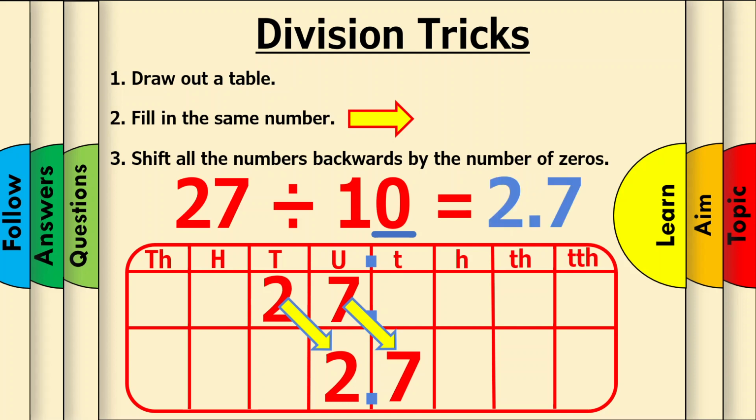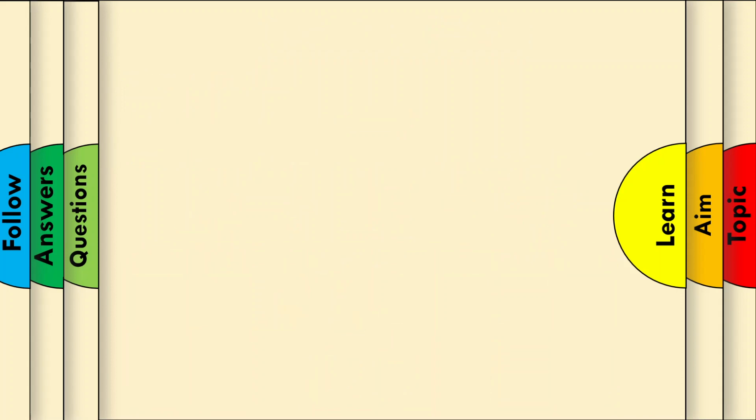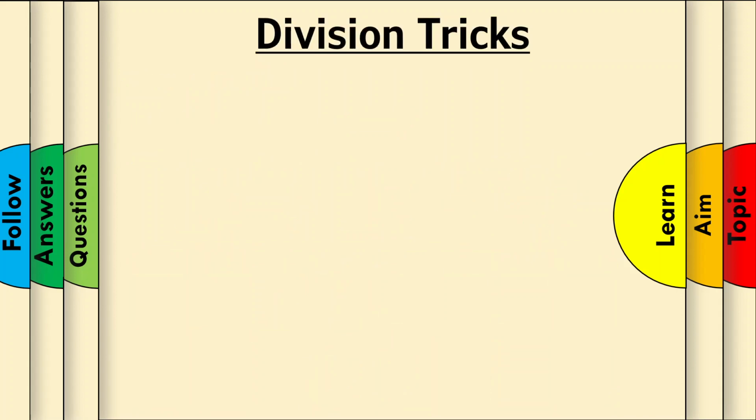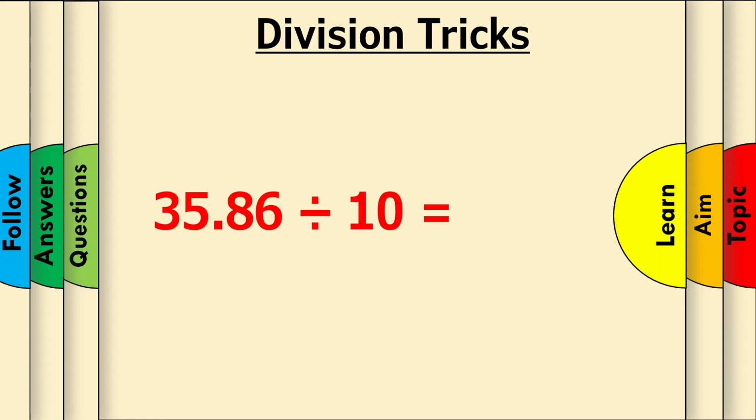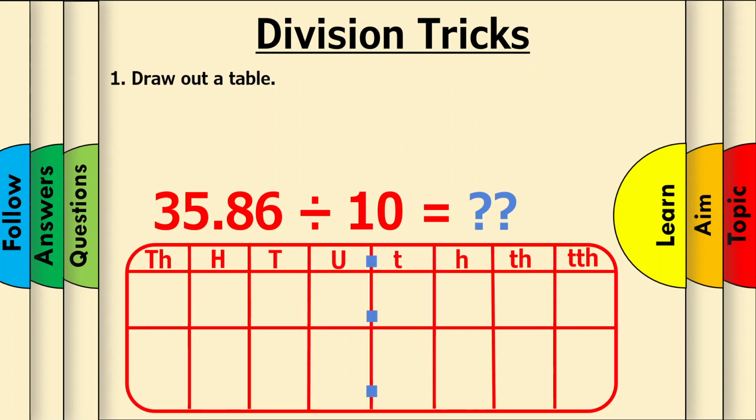Great work! Let's see another example, this time with a decimal point. 35.86 divided by 10 equals what? To challenge yourself, try answering this question on your own first by pausing this video, before taking a look at our explanation. First, draw out the same table. All we need to do is fill in the same number from left to right.